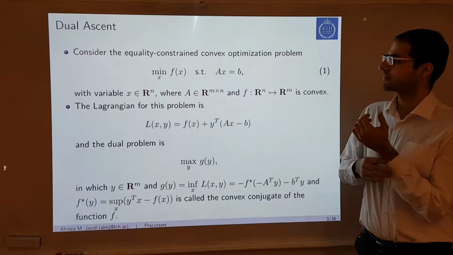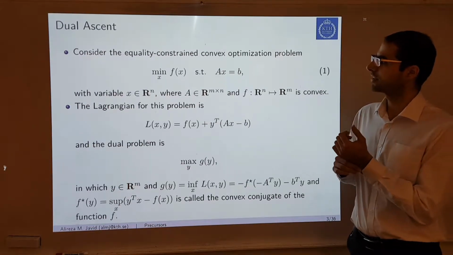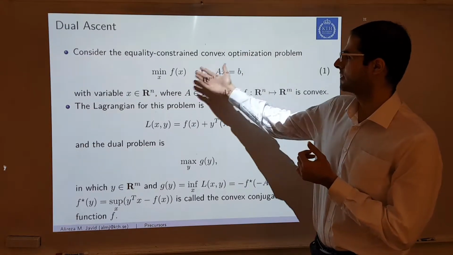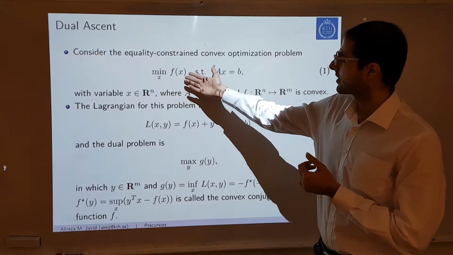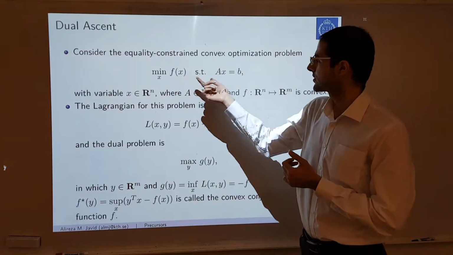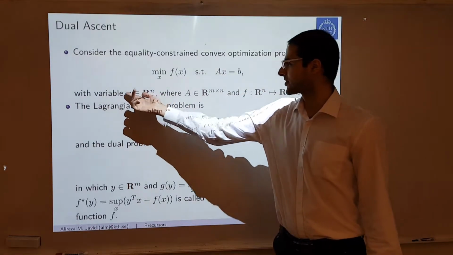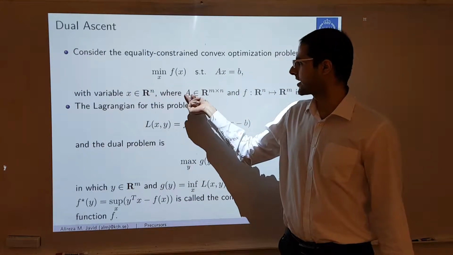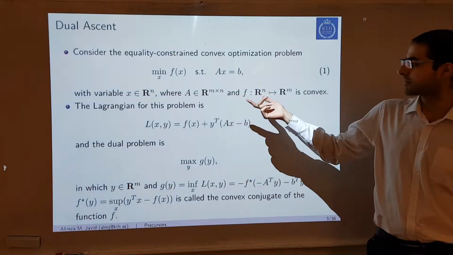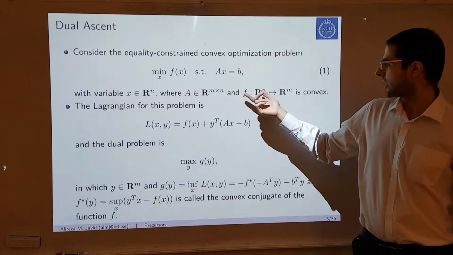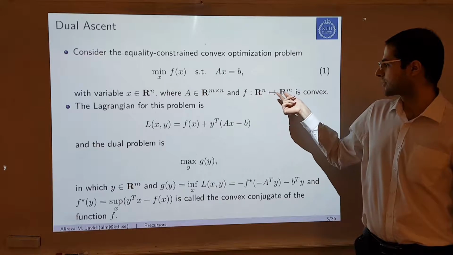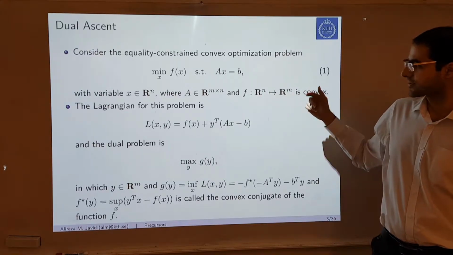First, the dual ascent method. Consider an equality-constrained convex optimization problem: minimization of f of x over x, subject to Ax equal b. X is of dimension n. We have an A matrix, it doesn't need to be a square matrix or anything. And we have an f function from n-dimensional space to the real numbers, and it is convex.